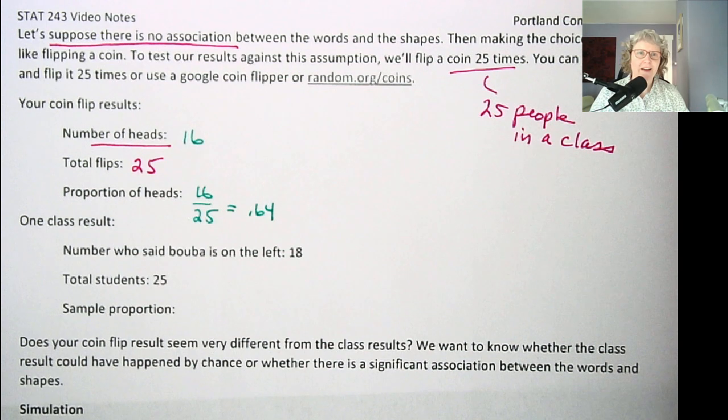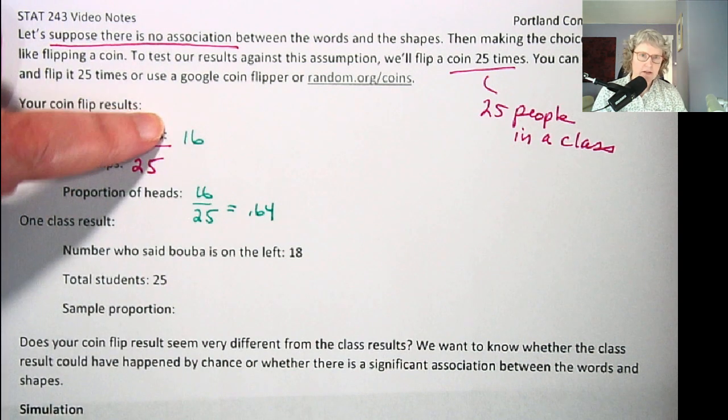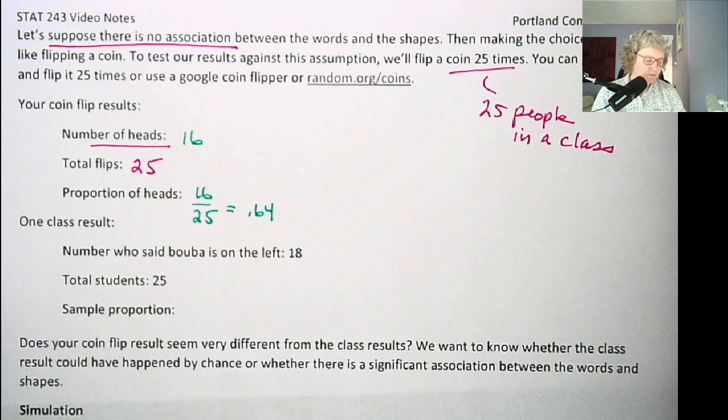Okay, we're back, and this is our Introduction to Statistical Tests, Part 2. You were going to flip a coin 25 times, or use the random coin flipper to do 25 flips. I did mine, and I got 16 heads. So 16 out of 25.